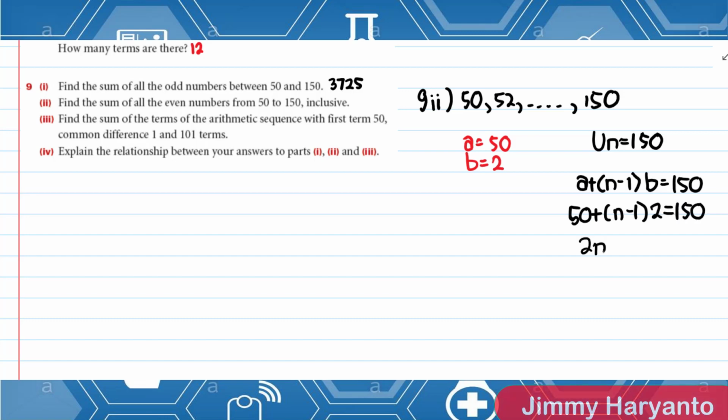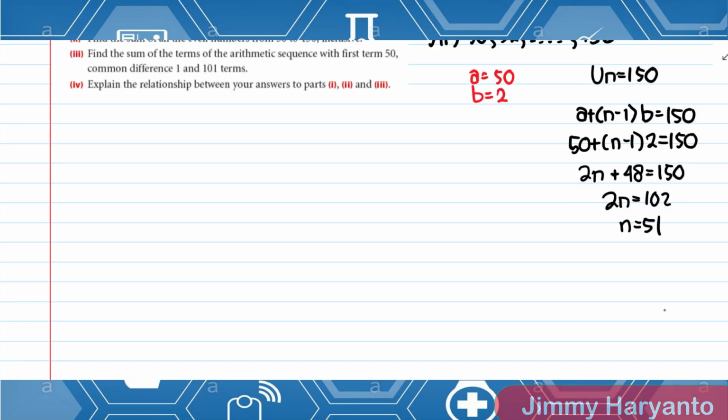And then for this one is 2n plus 48 equals 150. 2n equals 102, yeah, 102. So n will be 51. After that, we have to find the sum. So the sum of all numbers will be S51 equals n over 2, 51 over 2 times a is 50, plus (n minus 1), 51 minus 1, times the difference. The difference is 2, yeah.